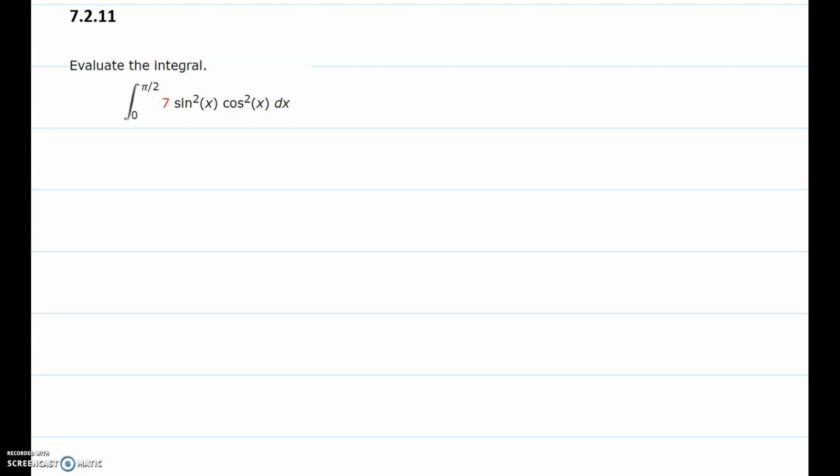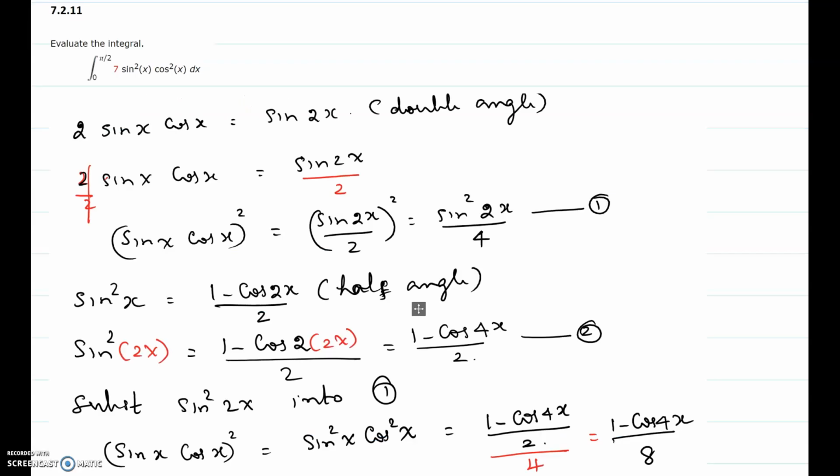Hi, in this video, I will be showing you problem number 11 of chapter 7, section 2. Evaluate the integral from 0 through pi by 2 of 7 times sine square x times cosine square x dx. Note that both sine and cosine have even exponents. Here we need to check how differently we can write the integrand, which is sine square x cosine square x.